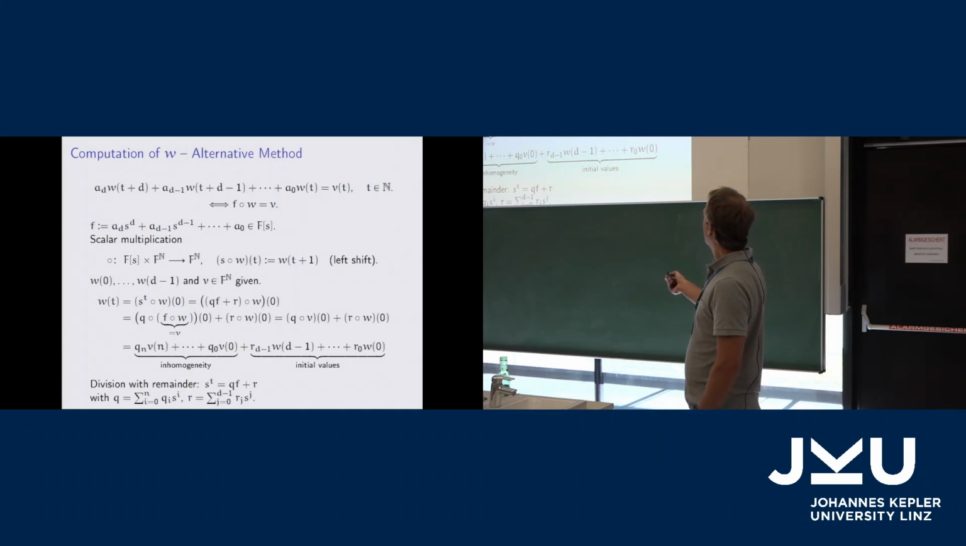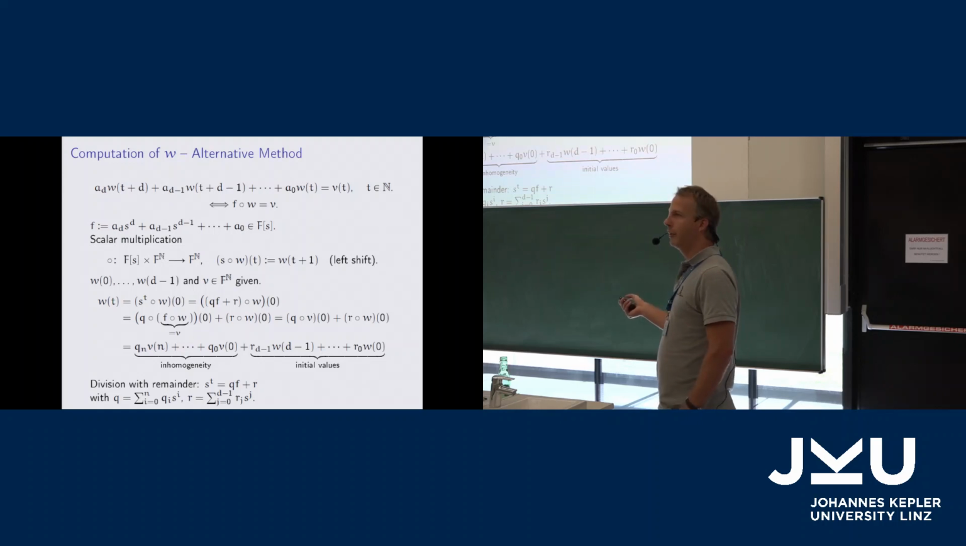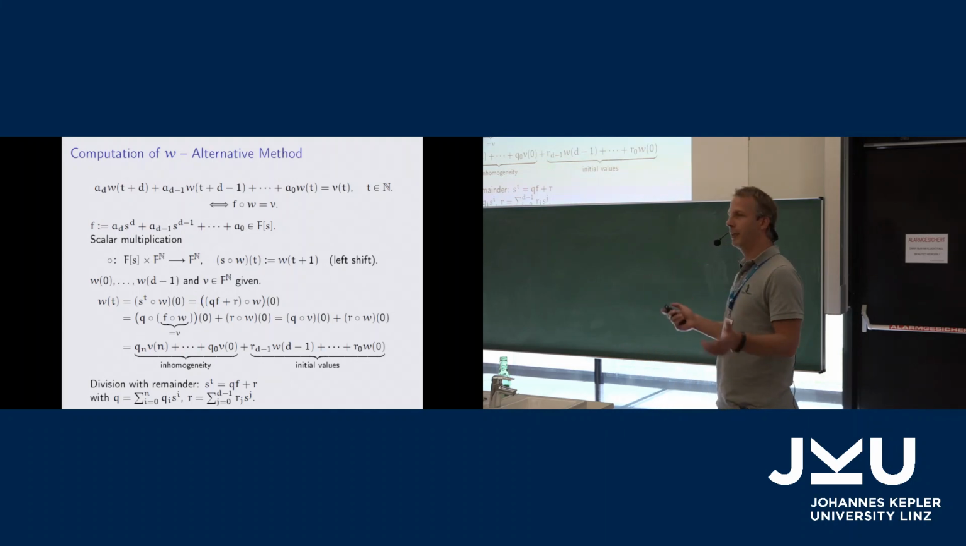And then the result is the quotient applied to the right-hand side, evaluated at 0, plus the remainder applied to the sequence itself, evaluated at 0. And if you write it down, that's just this expression. And the important part is that the remainder has degree at most d minus 1. So here only the first d values of w appear. Actually, I think that's a very nice method, and it gives an idea on how to generalize it to more general situations.